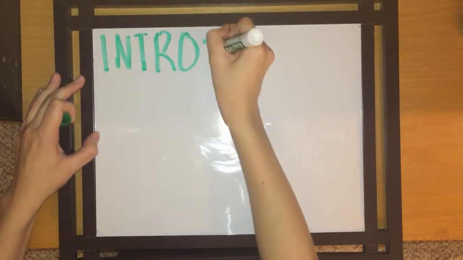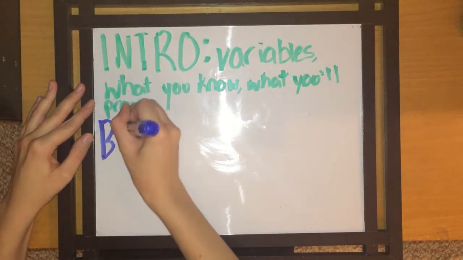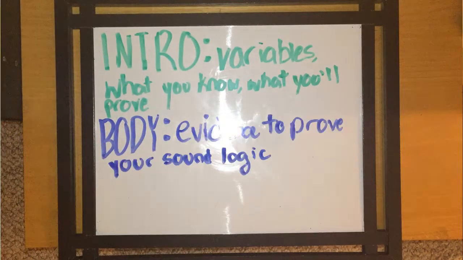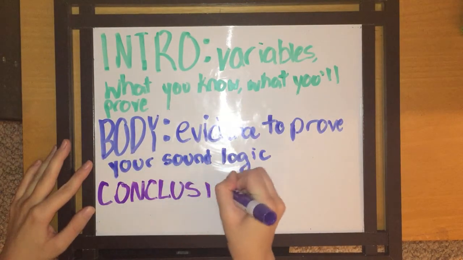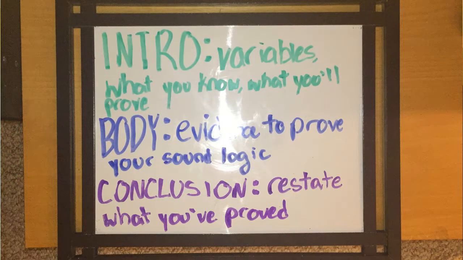An intro, where you define variables, state what you know, and what you're going to prove. A body, where you give evidence for why what you say works logically. And a conclusion, where you restate what you've proved based on your definition and evidence.